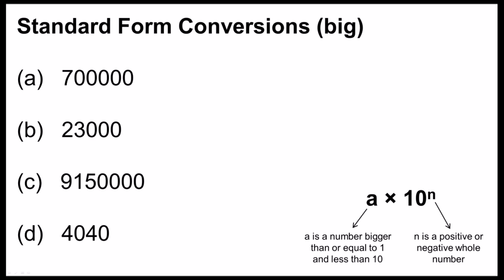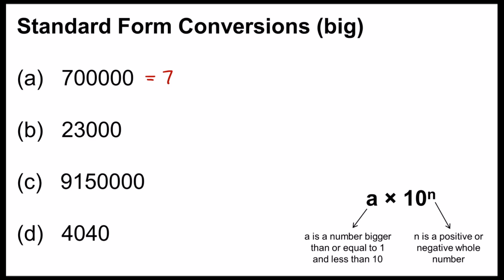In my first question, I'm asked to convert 700,000 from an ordinary number into standard form. First, I need to consider the key digits of the number 700,000. This would be the number 7. That's because after the 7, there's lots of zeros and no other digits. Now, because 7 is already a number that is bigger than or equal to 1 and less than 10, I can leave it as it is.